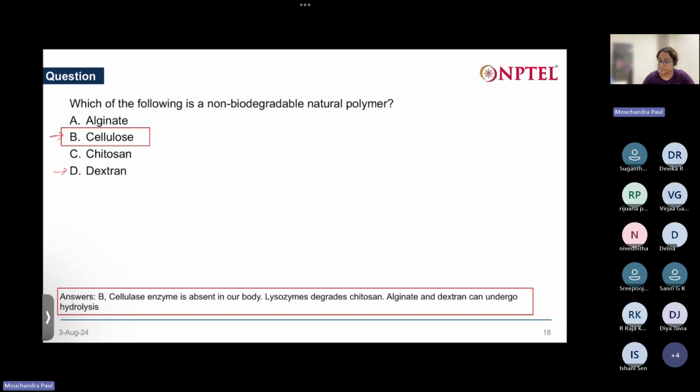Okay, so I hope it's clear why cellulose is not biodegradable, and why the other materials listed here are biodegradable in nature. Is it clear? It's clear, right? Yeah.